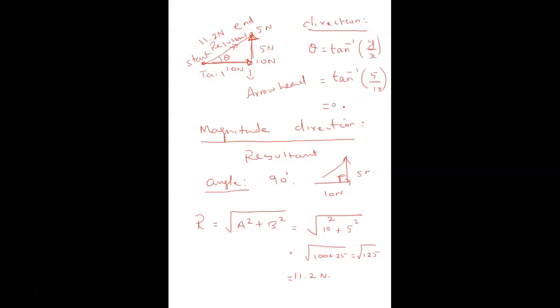The answer is 26.6 degrees. So here the angle will be 26.6 degrees. Now we found the magnitude and direction. This case is only applicable for finding a 90 degree angle. Okay.